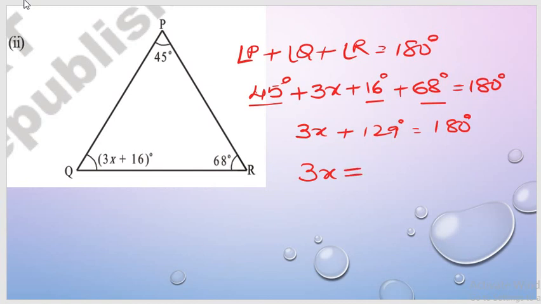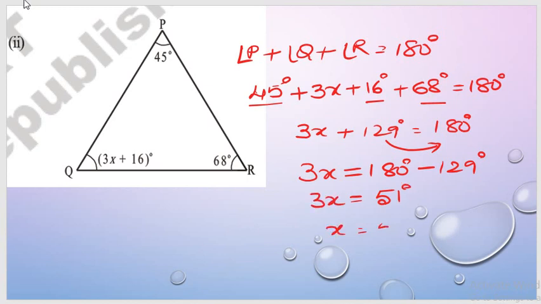So 3x is equal to, since this is plus, if you transpose it, it becomes minus. So 180 degrees minus 129 degrees. 129 is near to 130, so 180 minus 130 is 50. It is 1 less, so it becomes 51 degrees. So 3x is equal to 51 degrees. So x is equal to 51 degrees divided by 3. In the 3 table, 3 ones are 3, 3 sevens are 21. So the value of x is 17 degrees.